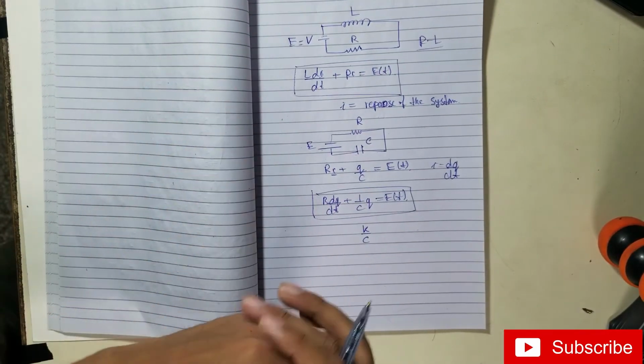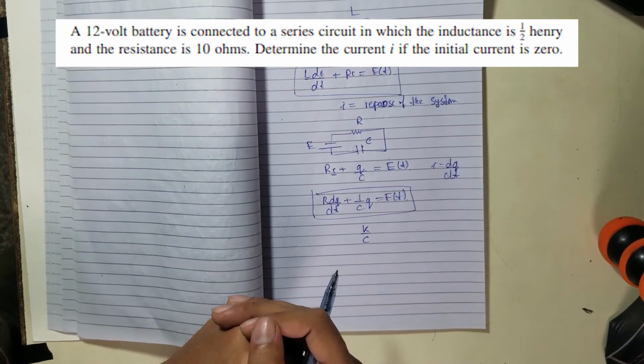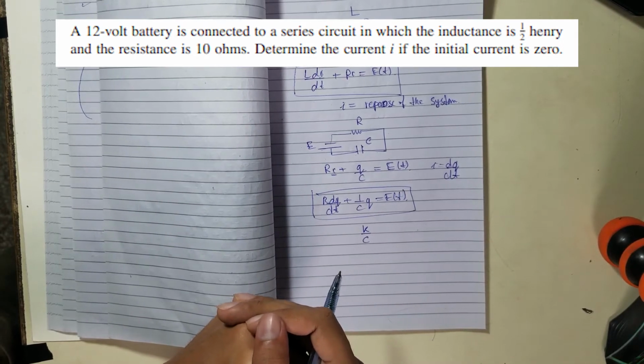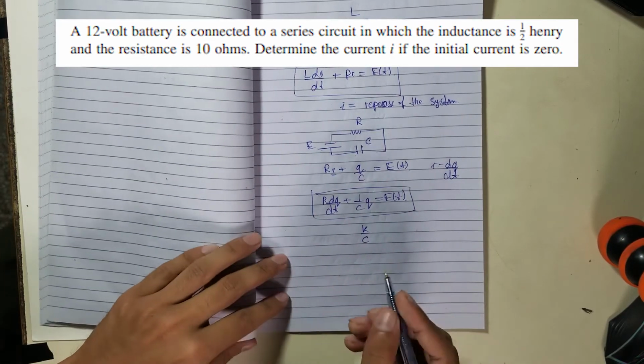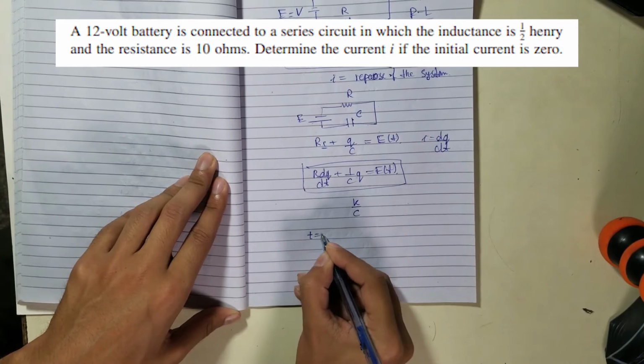It says that a 12-volt battery is connected to a series circuit in which the inductance is 1/2 henry and the resistance is 10 ohms. Determine the current i if the initial current is 0. So the condition given is that the initial current at time t equals 0.